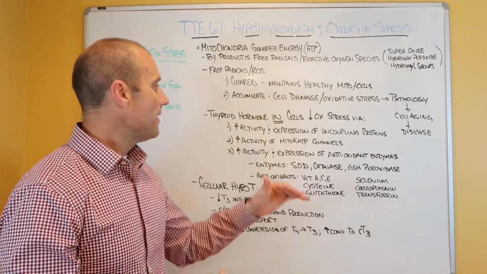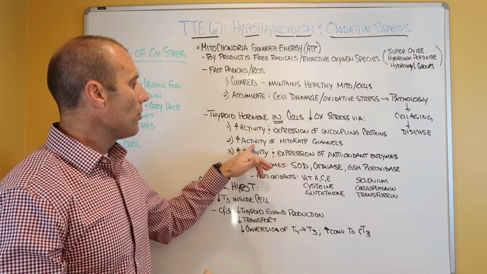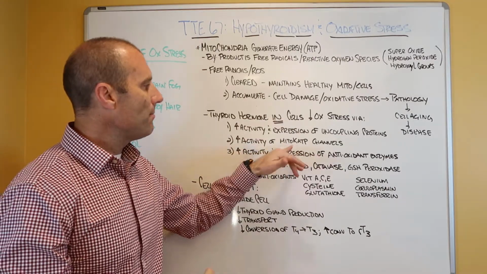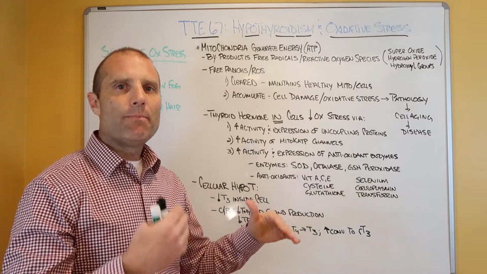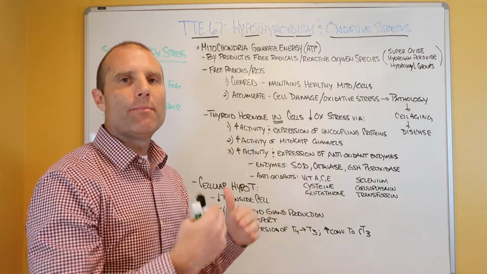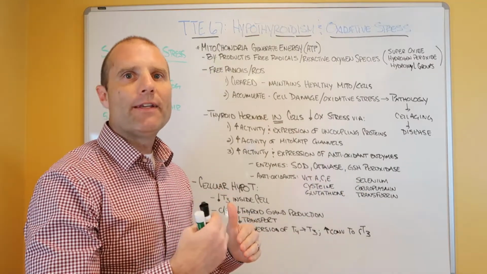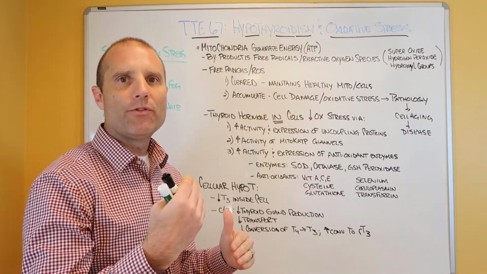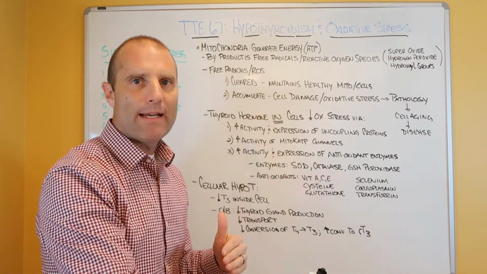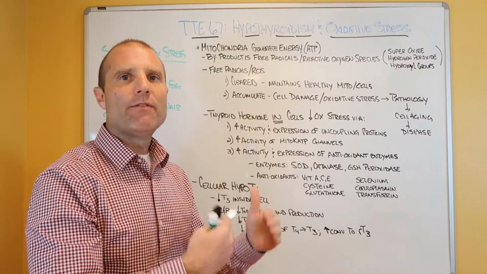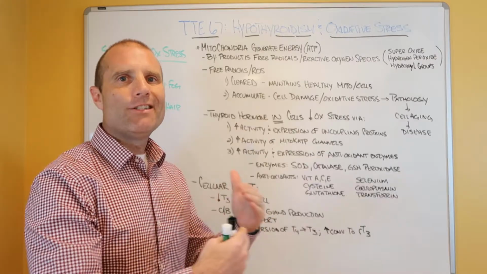So what the body does, or what the thyroid hormones do when they're working well, is they increase the activity of this pump so that the potassium that's being pumped out of the cell can be pumped back in, and the calcium that's being pumped into the cell during this energy process can be pumped back out into the blood. So it keeps this balance of minerals in check.